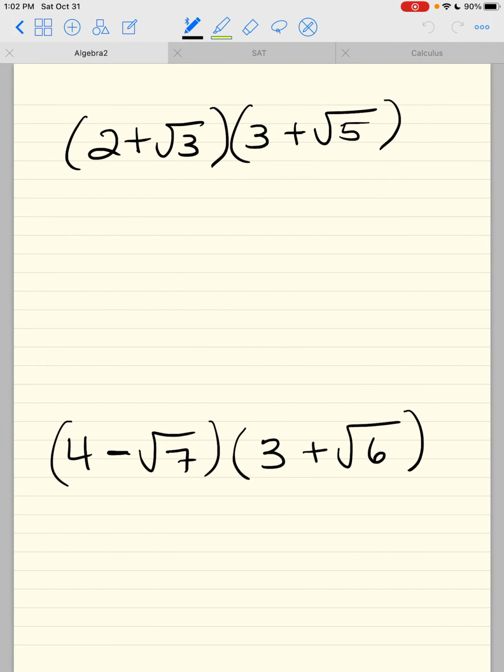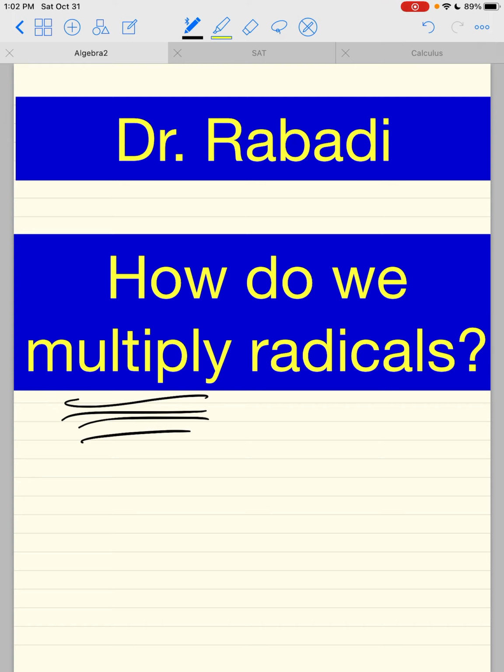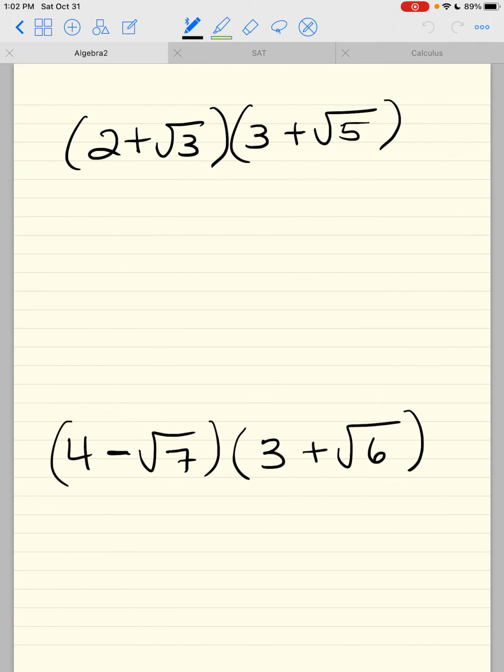When we were adding and subtracting, we needed the same number under the square root in order to perform the operation. But now that we are multiplying radicals, we don't. And that's one of the things that I love about multiplying radicals. The way that we multiply radicals is as follows.